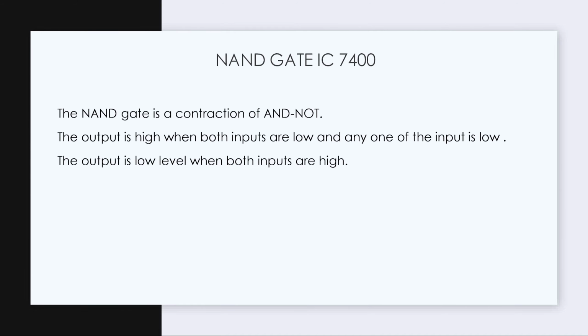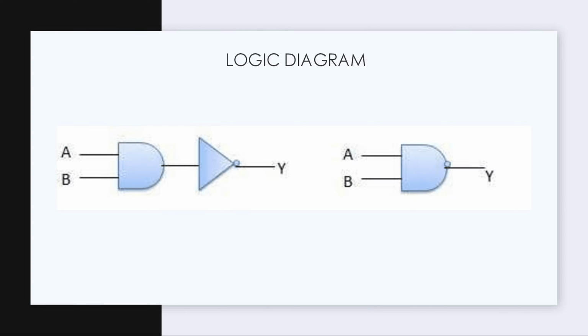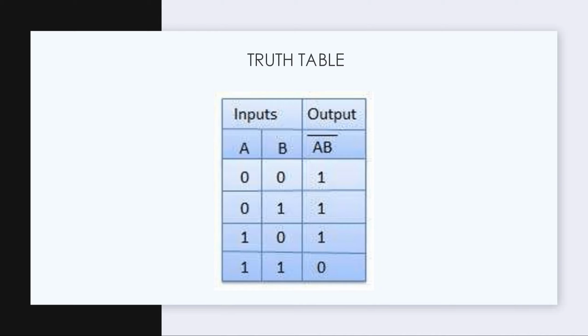The next gate is NAND gate. The NAND gate is a contraction of AND and NOT. The output is high when any one of the inputs is low. The output is low when both the inputs are high. This is the equation for NAND gate. This is the logic diagram. NAND gate is a combination of AND gate and NOT gate. And this is the truth table for NAND gate.